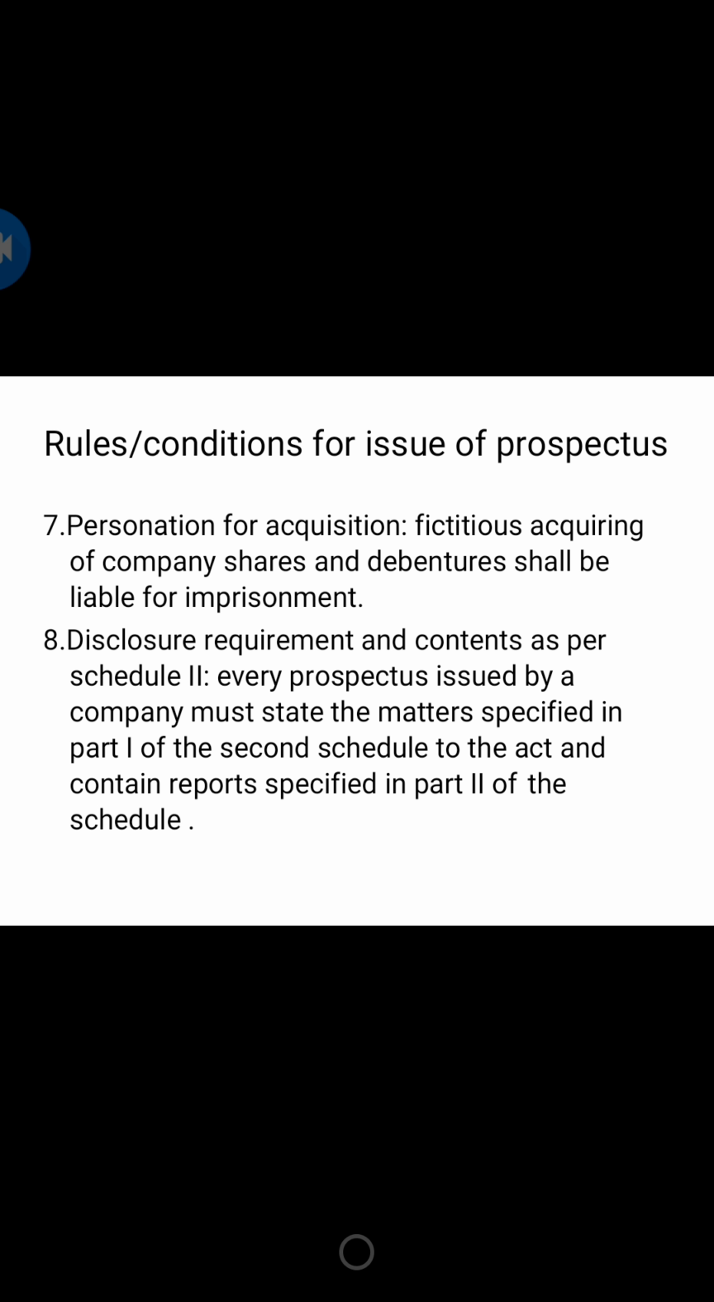Okay, so here, besides the requirements of schedule 2, companies are required to comply with the disclosure requirements as given by SEBI. So whatever disclosure or contents we are going to put should be as specified in part 1 and part 2 of the second schedule, and whatever is there in part 1 and part 2 should be subject to the provisions contained in part 3 of the schedule.